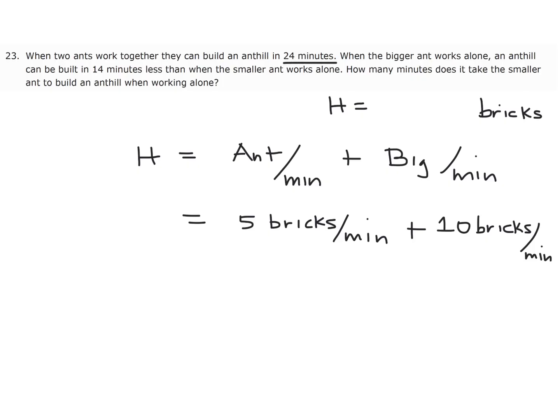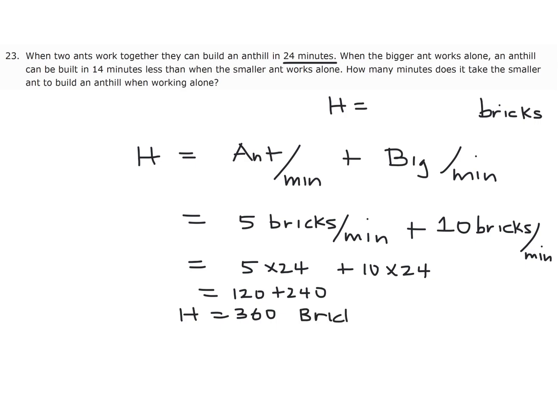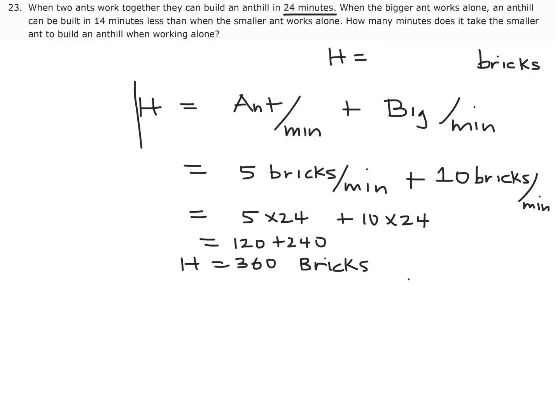And I'll choose the 24 minutes, that's fine. So that will be 5 times 24, and this will be 10 times 24. So that is 120 plus 240, so 360. So that basically means that this house or hill or whatever it is is made with 360 bricks. Well, at least just in those 24 minutes. In 24 minutes, we can build 360 bricks into this house or hill or whatever. So that's just an example to illustrate how this question will be approached.